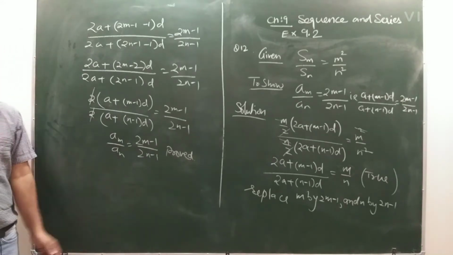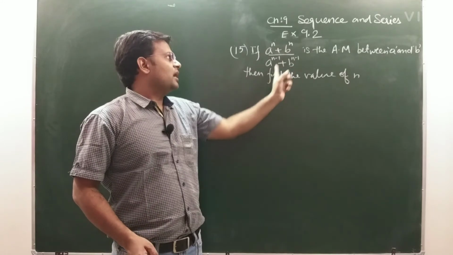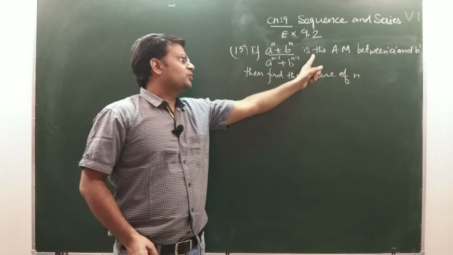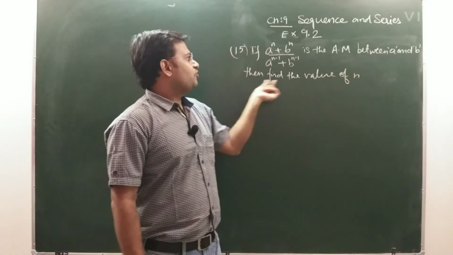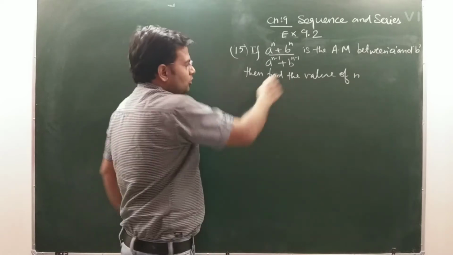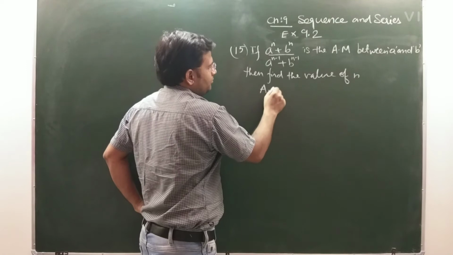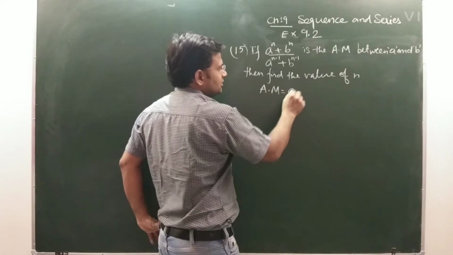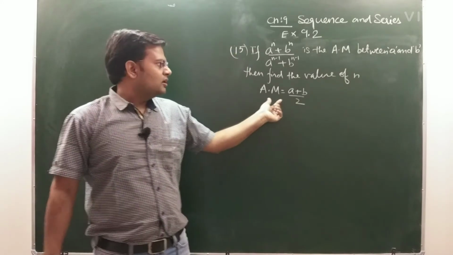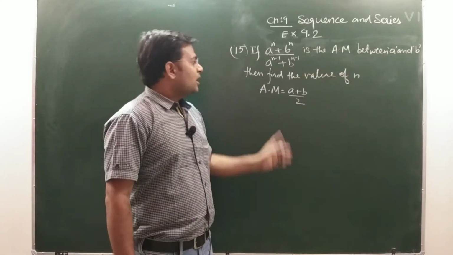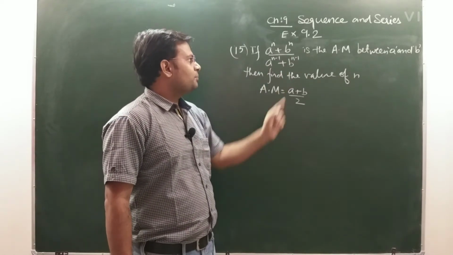See this? Now question number 15. This (a^n plus b^n) upon (a^(n minus 1) plus b^(n minus 1)) is the AM between numbers a and b. Then find the value of n. So AM here means arithmetic mean. So the AM between two numbers is (a plus b) by 2. So this is the arithmetic mean between two given numbers a and b, and that AM is given to you, that this is a^n plus b^n upon a^(n minus 1) plus b^(n minus 1).